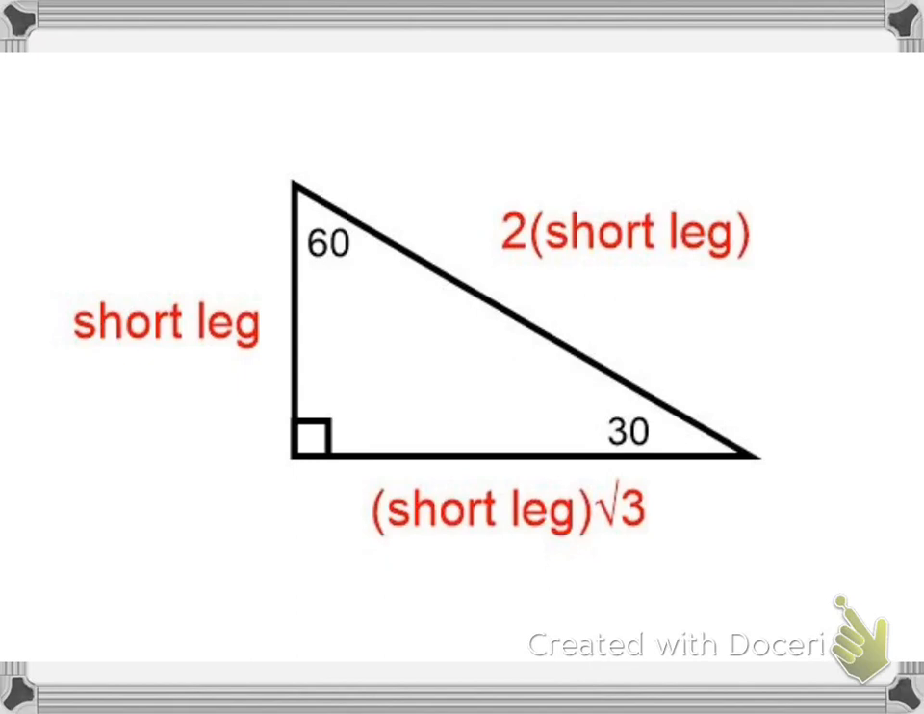If you know the short leg's measurement, you can take it and multiply it by the square root of 3, and that will get you what we call the long leg, which is opposite the 60-degree angle. To get the hypotenuse, you can take the short leg and multiply it by 2.